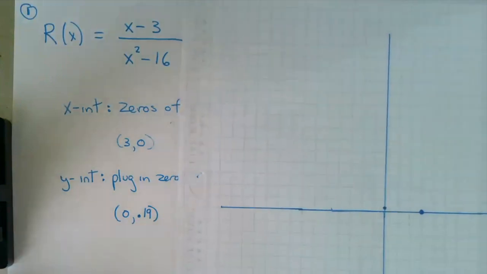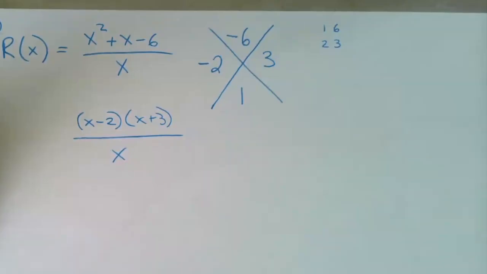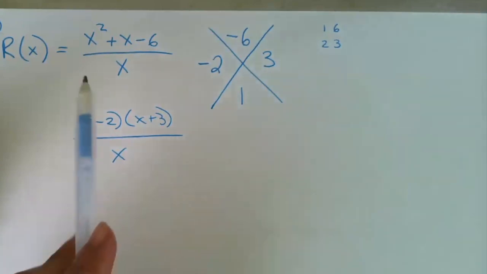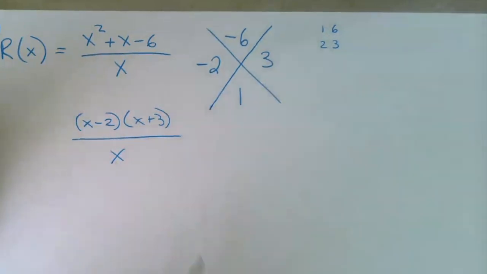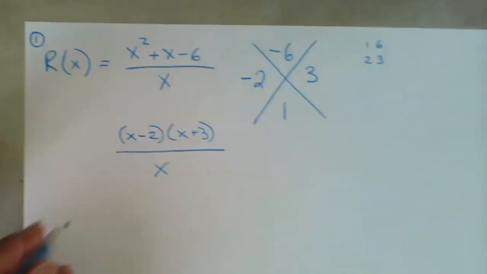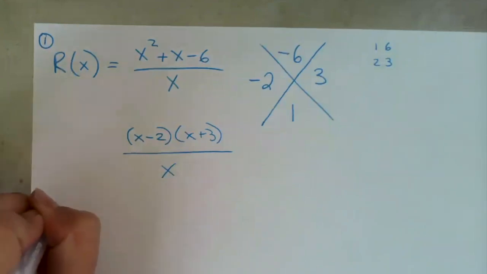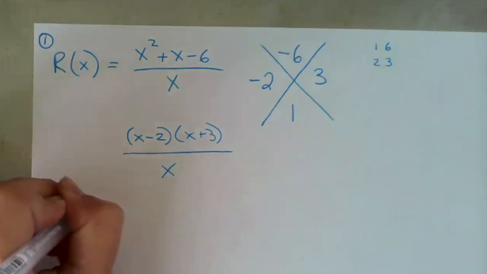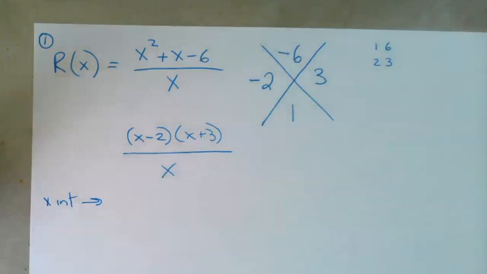Okay, let's do it again. So here's the next equation that we had been working with. And you can see again, we used our x method to fully factor top and bottom. Okay, so for our x-intercept, we know that that's the zeros of the top.